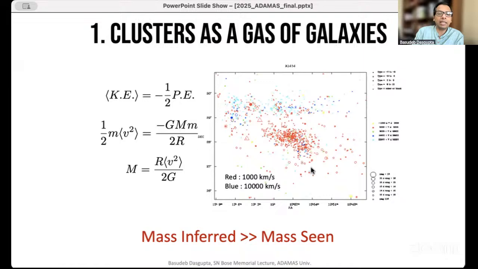And let's say these galaxies are moving around in a region of radius r with total mass capital M. Then the potential energy can be written like this. And then if you rearrange this equation, you will be able to estimate this capital M, which is the total mass in this cluster of galaxies, which is given by R times V squared divided by the Newton constant.